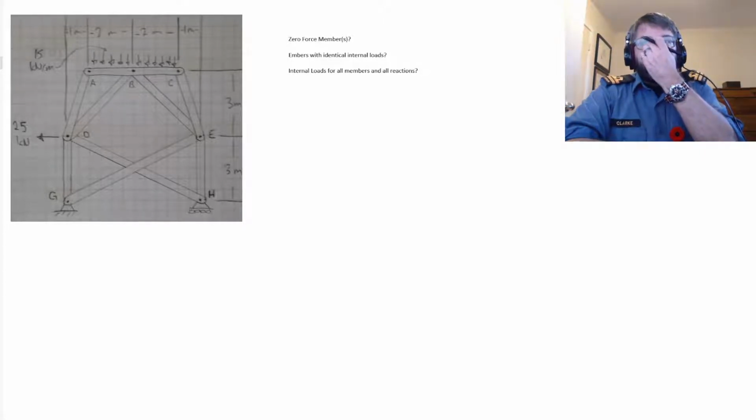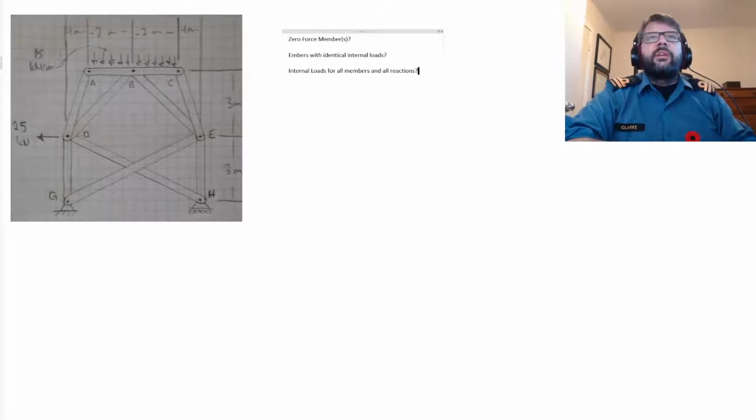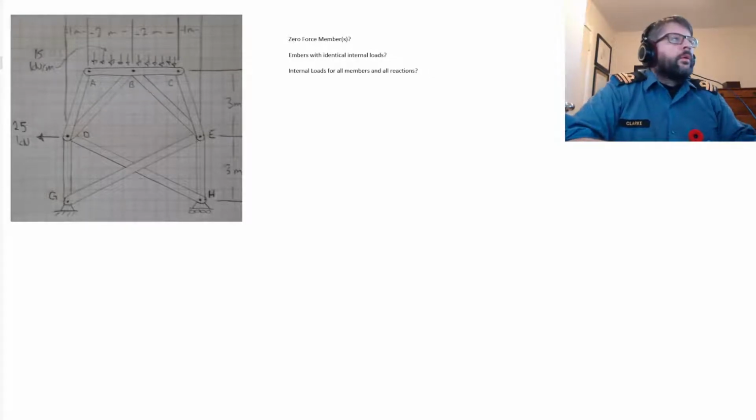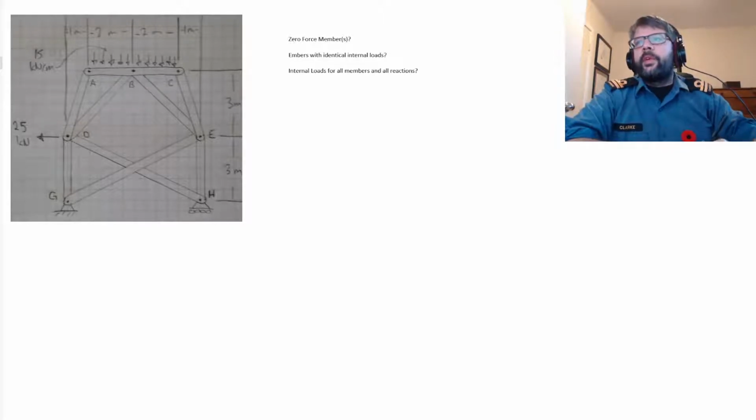So we've got this structure here. It's a frame for supporting a roof. That roof has some snow on it. Snow has a distributed load. So what do we want to do? First things first, let's draw a free body diagram of this structure.